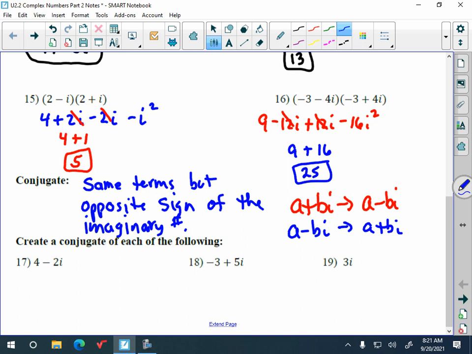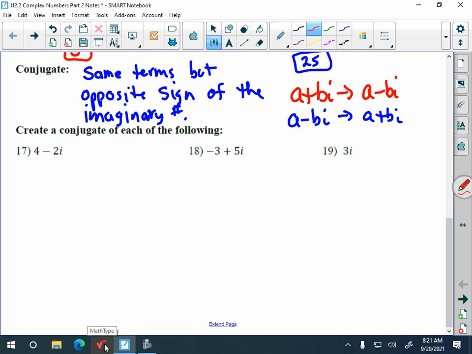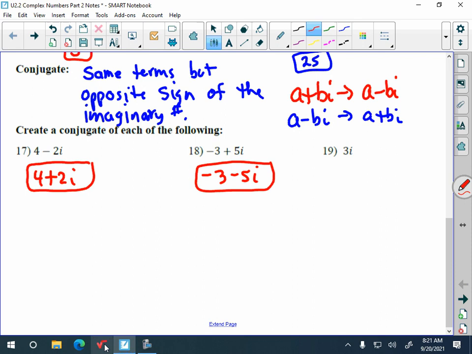All right, so for 17, 18, and 19, we're going to list out or create the conjugate of each of these complex numbers. So the conjugate of 4 minus 2i is going to be 4 plus 2i. All right, so again, we just changed the sign of the imaginary part. The real number stays exactly the same. All right, 18, the conjugate of negative 3 plus 5i is going to be negative 3 minus 5i. All right, and then 19, the conjugate of 3i is going to be negative 3i.